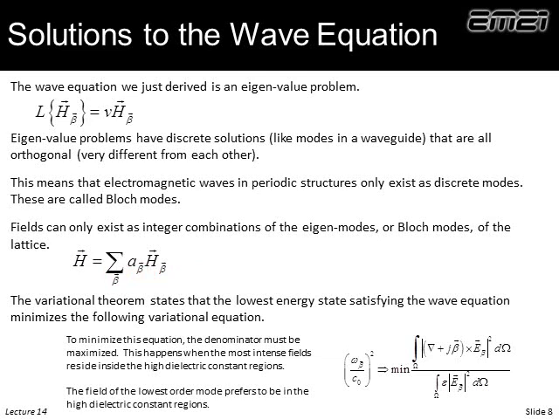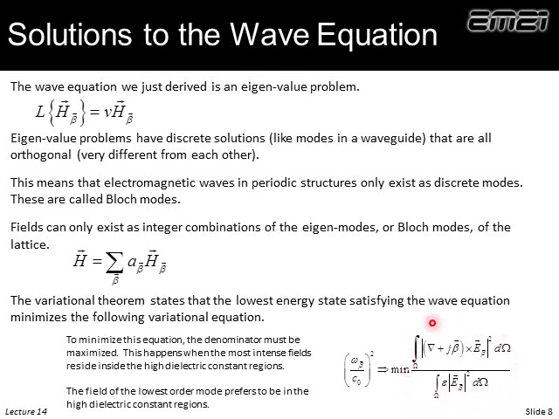Now, we can solve this a number of different ways. If we solve this using variational calculus, we get a very interesting theorem from that, which says that the lowest energy state, so the first eigenmode we calculate, has to satisfy this equation, has to minimize this equation. So let's look at how to minimize this.